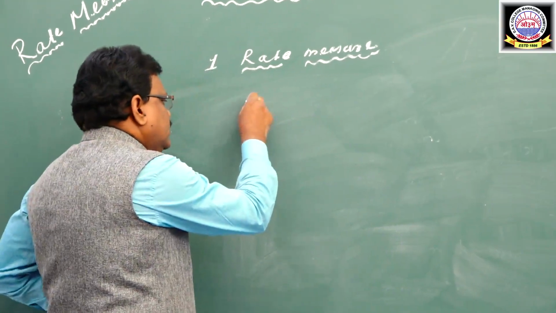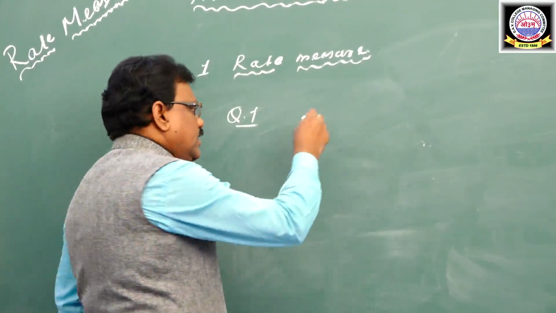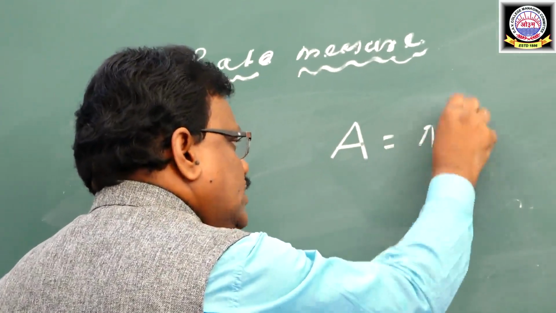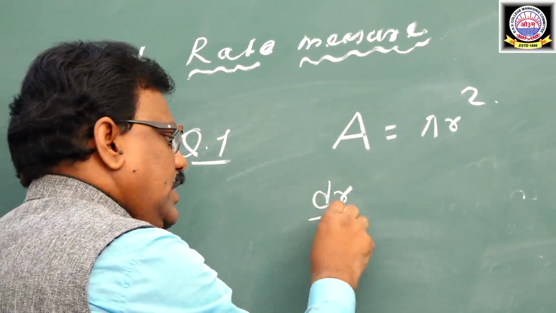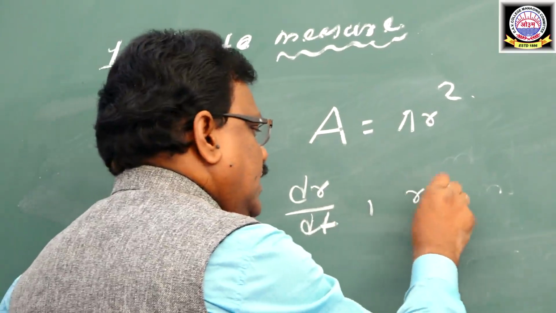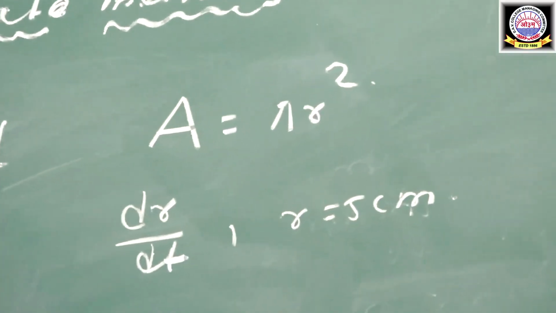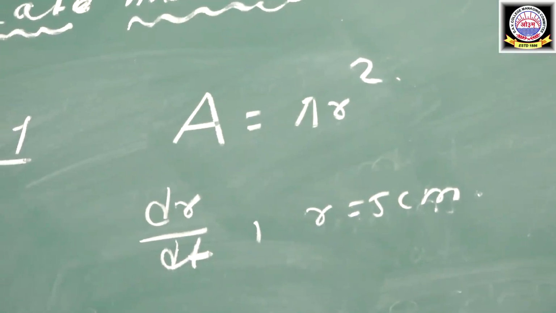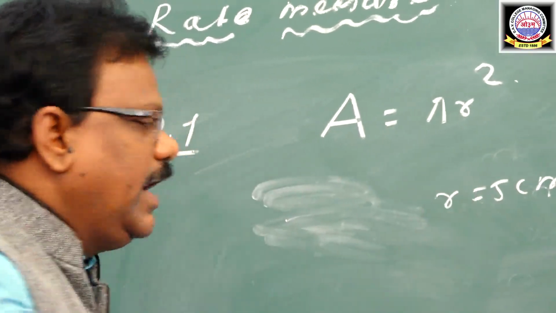The question number 1, I am writing: area of the circle. So, the area of the circle is the name of the function, A is equal to pi r square. And what is asked? The rate of change of area with respect to the radius, so it is asked dA by dr. And what more information is given? r is equal to 5 centimeter. With respect to the radius it is asked, so the radius is already given, 5 centimeter.